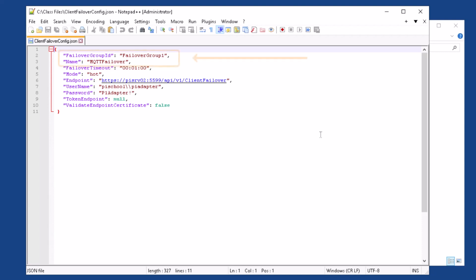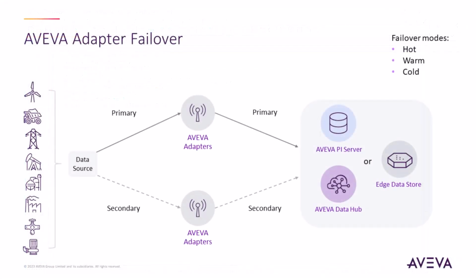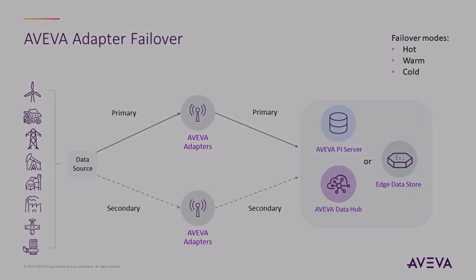For a detailed definition of all parameters, consult the documentation in the description. In brief, we need to define a failover group ID to which we will join the adapters we want to fail over, and can optionally give it a name. Then we choose the timeout, which defines how frequently the adapter sends a heartbeat, and therefore how quickly the adapter knows to fail over. The failover mode defines how the secondary adapter behaves. Once both adapters are in a failover group, one acts as the primary and sends data, while the other acts as a secondary, ready to take over if the primary is unavailable.